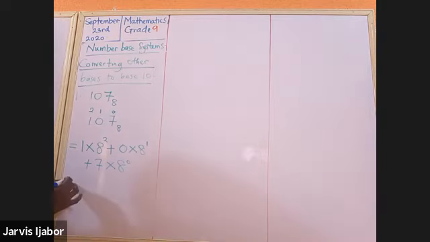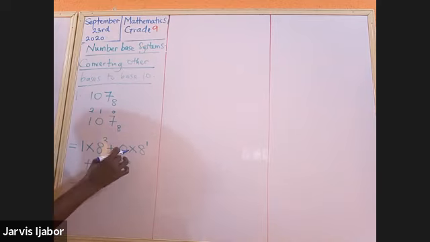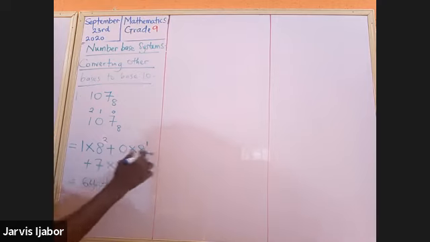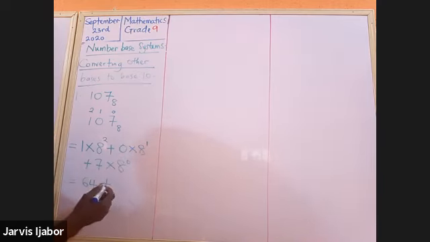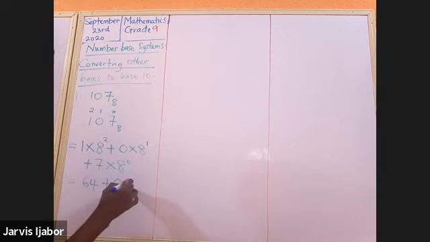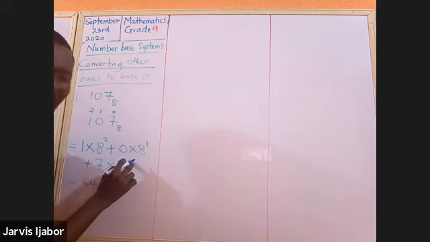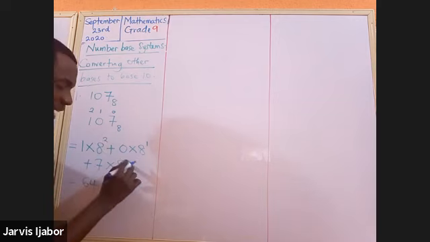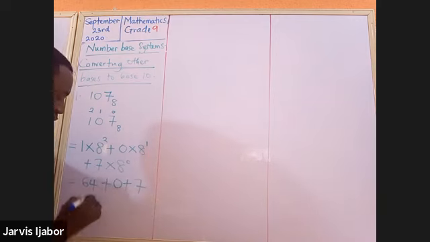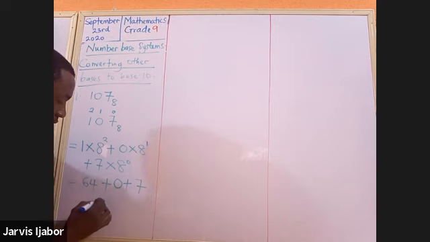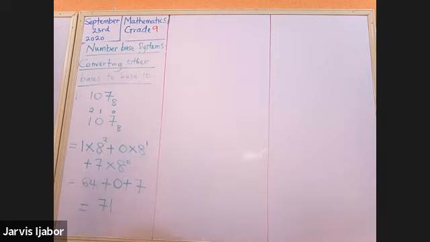All right, so what does this give you? This will give you 64 plus, now this is 0. And I wouldn't waste my time writing 0. Okay, let's just put 0 for the purpose of learning. Plus 7. Anything raised to the power of 0 is what? 1. So it will be 7 times 1, and that will give you what? 7. So when you add this, this will now be what? 71 base 10. Anytime we don't indicate the base, it means it is what? Base 10.